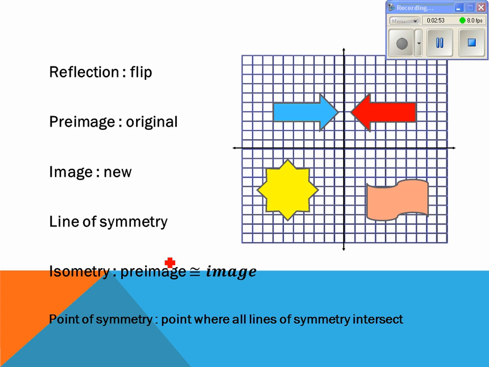The pre-image is the original. So that's where you're starting at. The image is the new. So if I'm taking a picture of Brian, Brian's the pre-image. Then when I show him the picture, that's the image. Okay? Just keep that sort of straight. Maybe that doesn't confuse any of you guys. It always confused me.